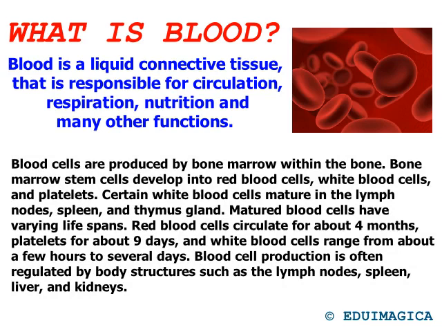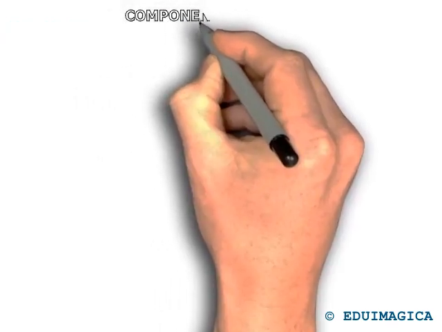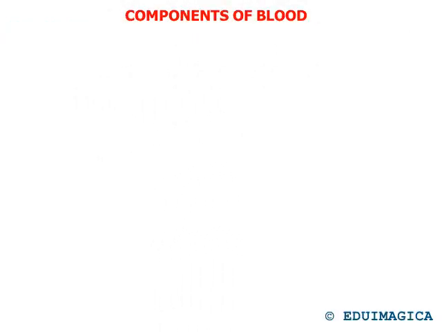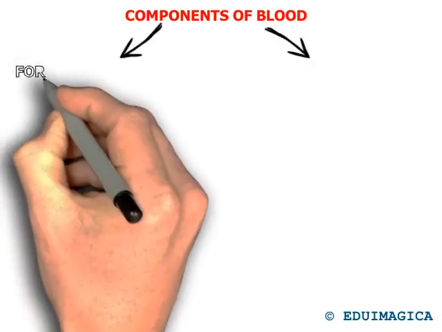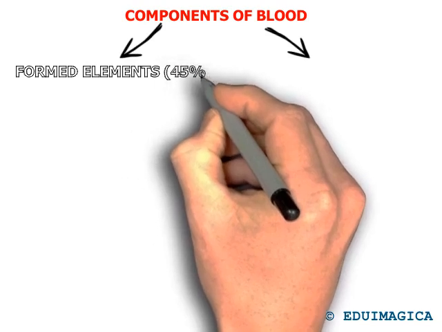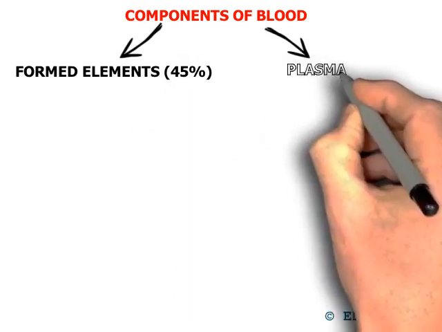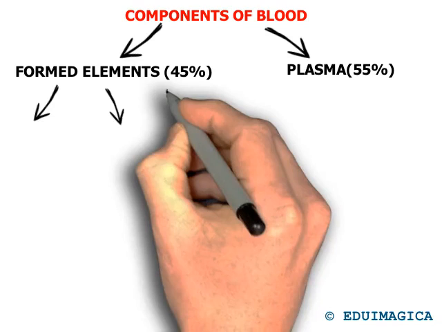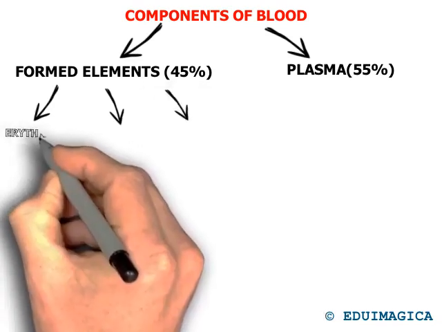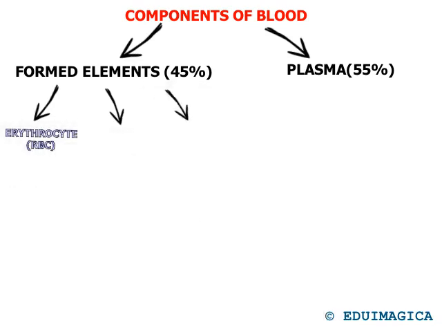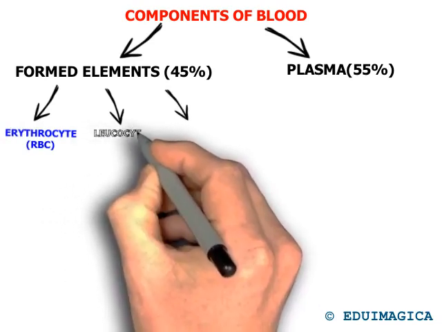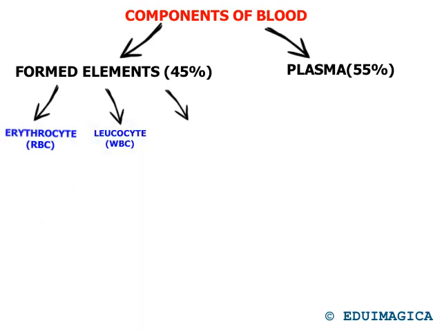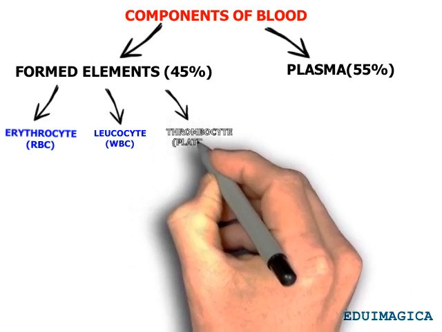Now let's study the components of the blood. The components of the blood are basically two: we have the formed elements and we have the plasma. The formed elements comprise about 35% of total blood volume and plasma about 55%. The formed elements include three types of cells: erythrocytes, also known as RBC, leukocytes, also known as WBC, and thrombocytes, also known as platelets.